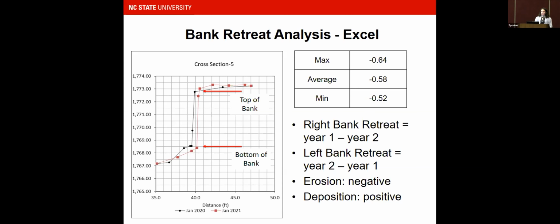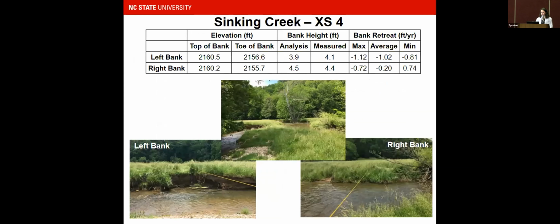And then I set a 1/2 foot interval from the top and the bottom of the bank elevation. I did a linear interpolation to get the station for each of our year surveys, subtracted the 2 years from each other to get your bank retreat. Anything that was negative represented erosion. Anything that was positive showed deposition. And this is just an example summary of one of the cross sections of Sinking Creek up in Virginia. You can see the left bank has more erosion in the picture, and it also shows that there's more erosion from the bank retreat analysis.